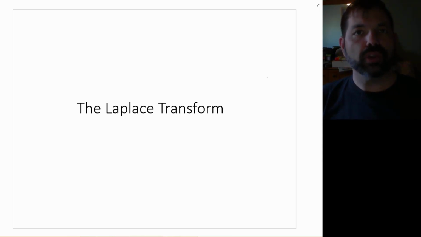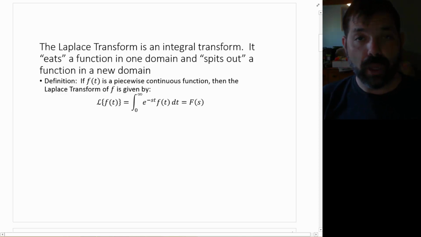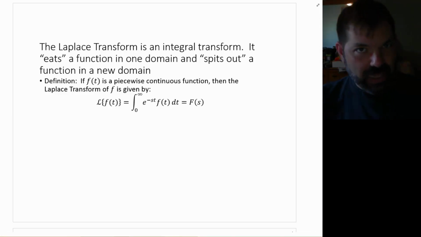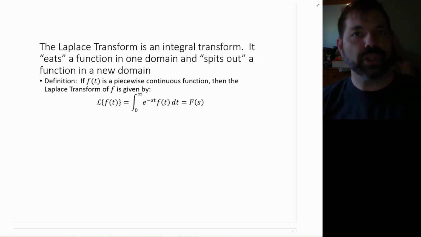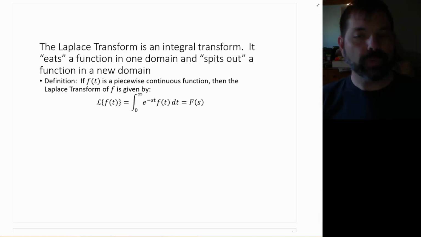Right now we have to start by introducing the idea behind it and see some examples of how we find that transform. The Laplace transform is what's called an integral transform. What a transform does is it eats a function. Its input is a function. It does something to the function and outputs a function, but in a new domain. Sort of like how a function takes a number as input and outputs a number, a transform takes a function as the input and outputs another function.